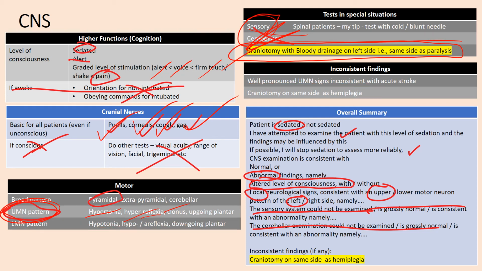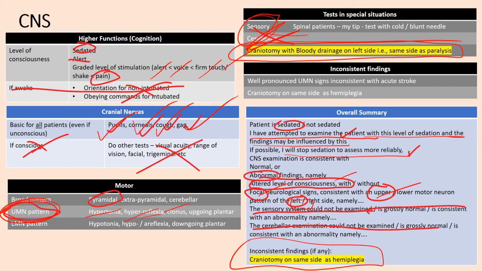An overall summary: the patient is sedated, but I have attempted an examination, and although my findings may be influenced by this and I'd like to stop sedation, I'm still going to present my neurological findings because I found enough to find a pattern. The CNS examination is abnormal, consistent with a low level of consciousness, focal neurological signs, upper motor neuron signs of the left side, consistent with left-sided hemiplegia. Okay. And then the sensory and the cerebellar system cannot be examined.